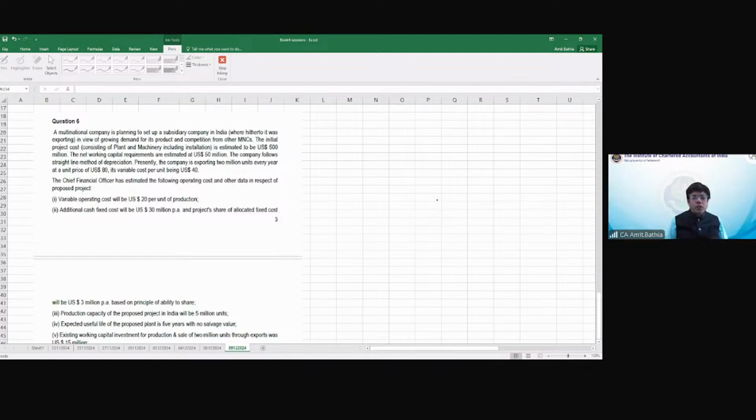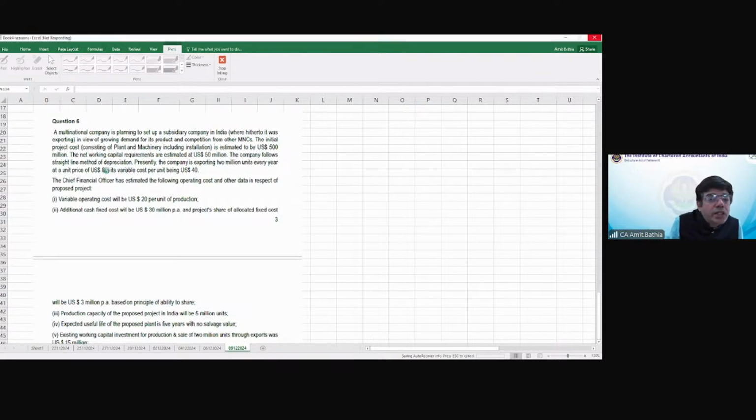The initial project cost, consisting of plant and machinery, including installation, is estimated to be $500 million. Net working capital requirements are estimated at $50 million. The company follows the straight line method of depreciation.